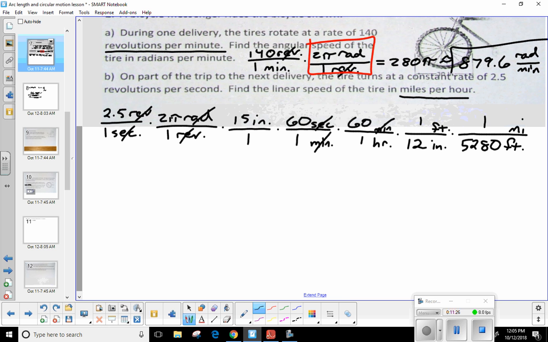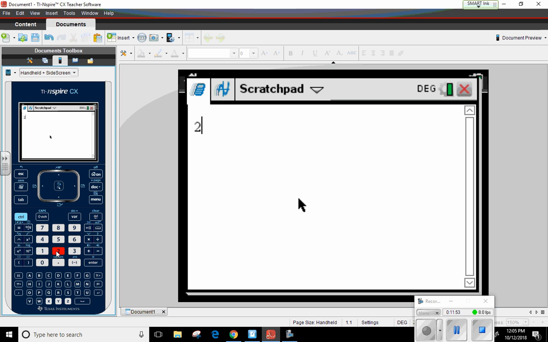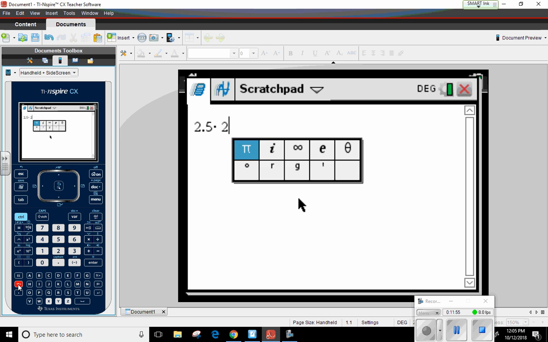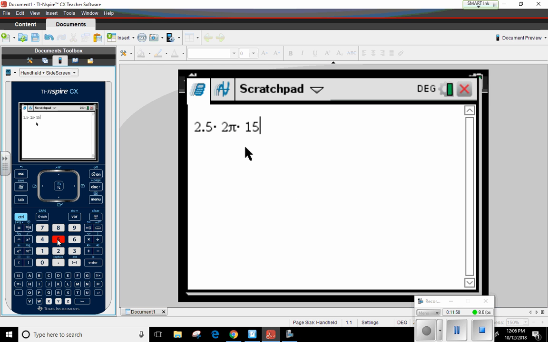So let's go back. Let's see. My inches will cancel out. We made sure the feet would cancel out. So the only thing left is miles per hour. Okay. So now we just need to go ahead and multiply and divide all these values that I have. So let's see. I'm going to say 2.5 times 2 pi, and I'm just going to go straight across. Okay, so 2.5 times 2 pi times the radius 15 times 60 times 60.